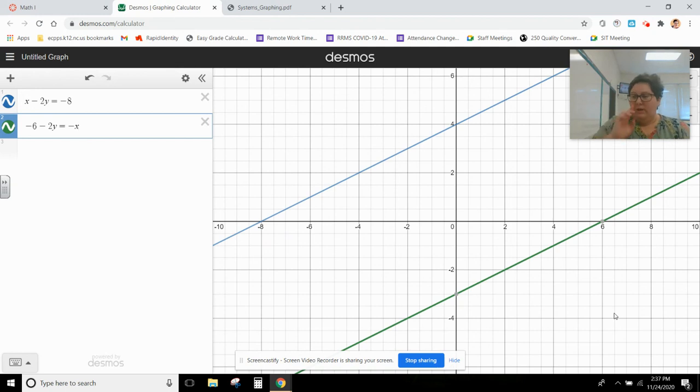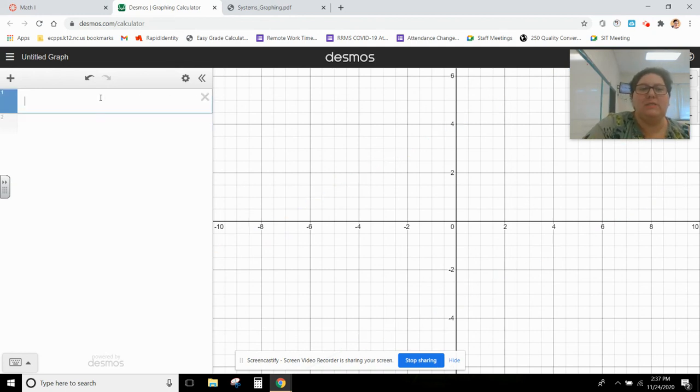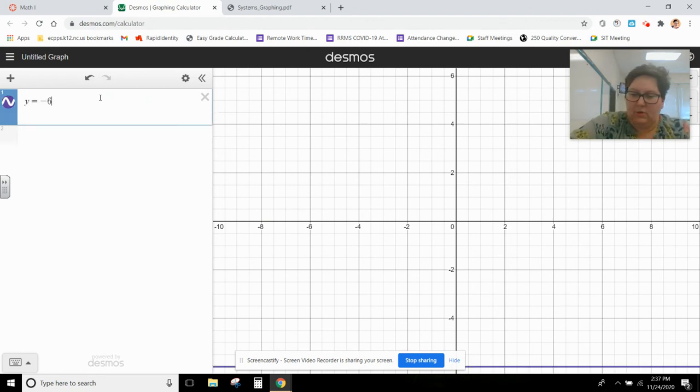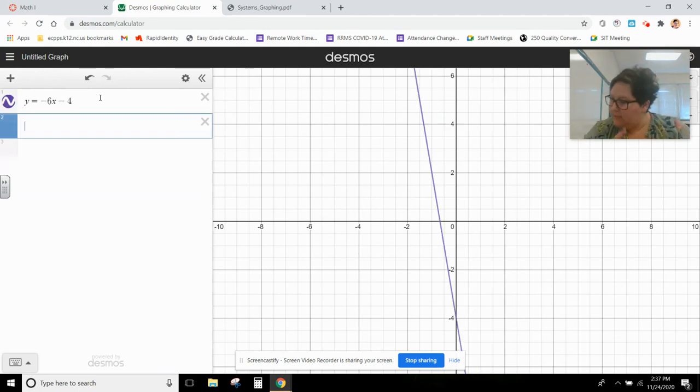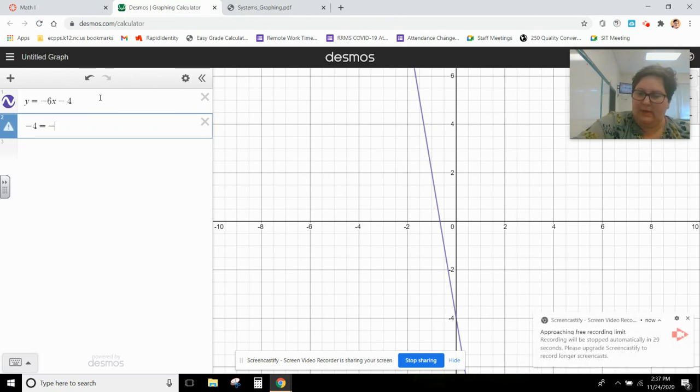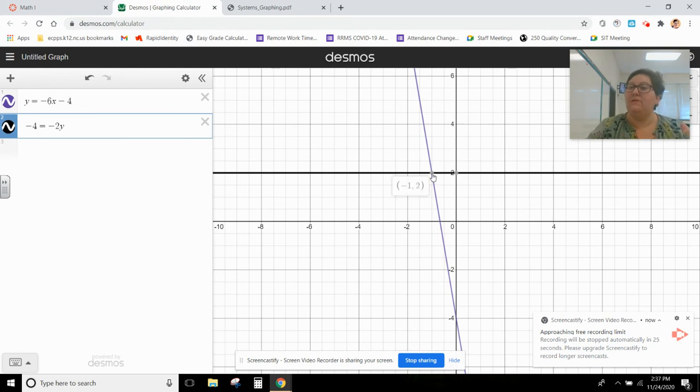I do want to make one final point. Going back to these equations, and I'm actually going back to number 1, the system of equations that cross at one point, jot this down in your notes. Let me graph it first. That point, negative 1, 2, I can plug that point into both of those equations and it will make them true. That's why it's the solution to this system.